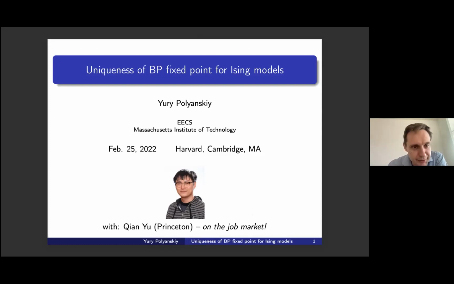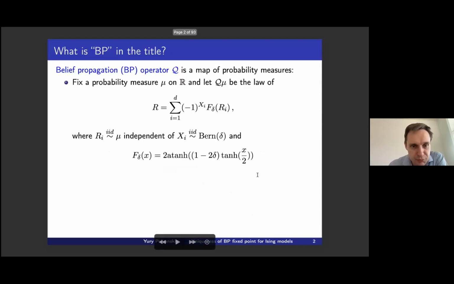Okay, so let me start by introducing what BP and what the BP fixed point is. First of all, BP stands for belief propagation, and I will introduce this crucial concept of the BP operator, which I denote by calligraphic Q. This is an operator which acts on probability measures. Let me not rush through this slide and describe it very carefully, because that's the most important concept for the entire talk.